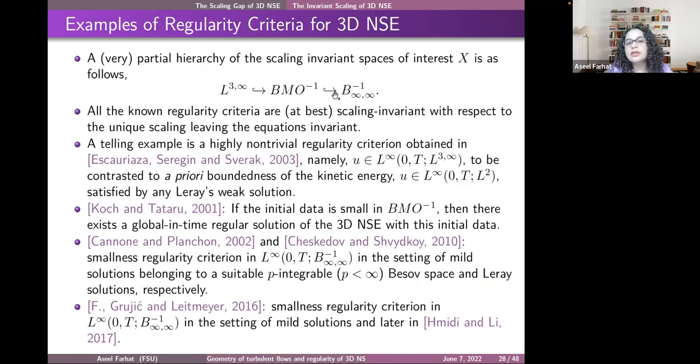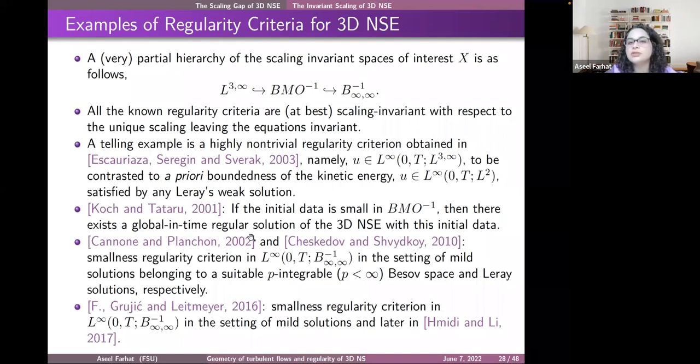To look at the literature, one example is the Lorentz class L3 infinity. Other examples of critical spaces are BMO -1 and B -1 infinity infinity. Maybe the most non-trivial regularity criterion to prove is the work by Escauriaza, Seregin, and Sverak. It says that if you have a bound on the solution in L3 infinity, and this bound doesn't have to be small, any bound, then you can prove that the solution remains regular for the Navier-Stokes problem.